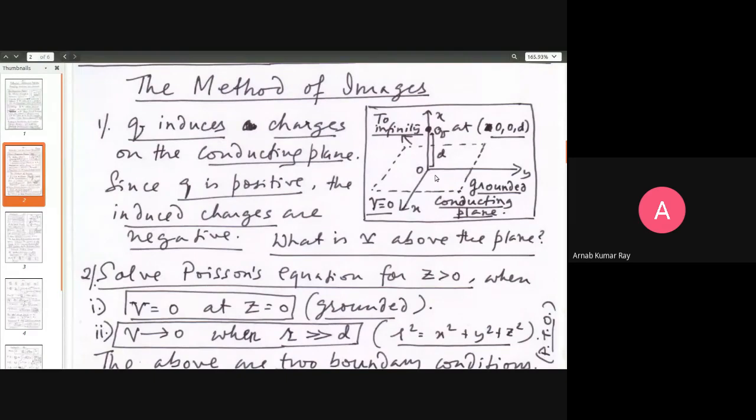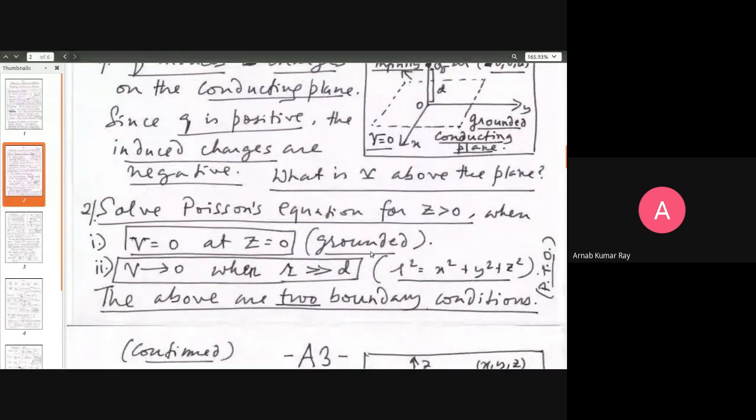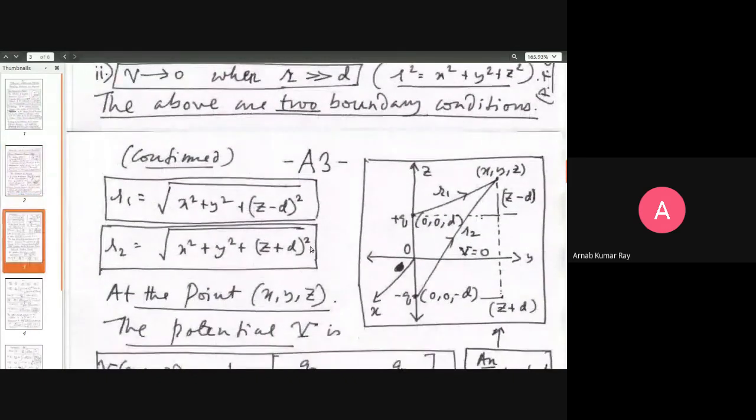So if that is the situation, one problem is that we do not know the surface charge density distribution function. How will we solve for the potential if we do not know that? Well, we don't really have to know that. We are just going to use the uniqueness properties of Laplace's equation. Let us see how.